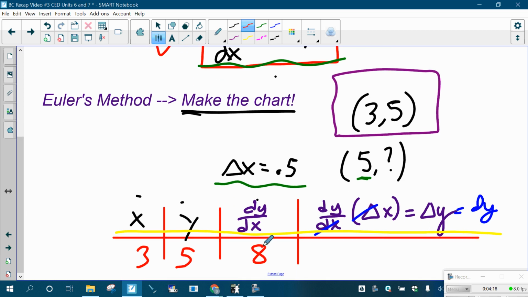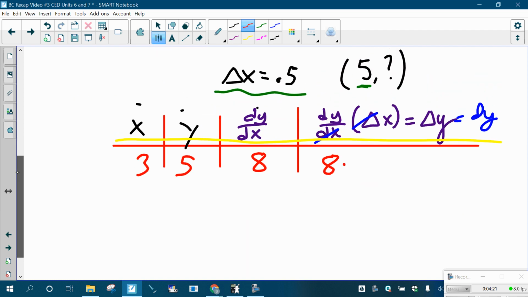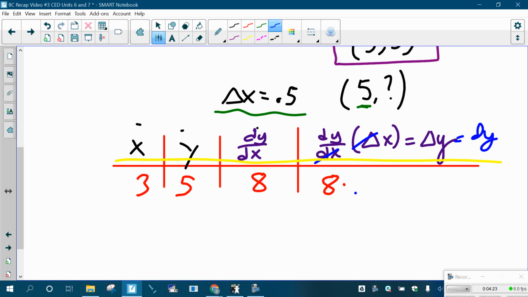What is dy? Well, it's dy dx times dx, okay? Our dx here is 0.5. Each step is going to be 0.5, and that gives us our change in y. So our change in y here is 4.